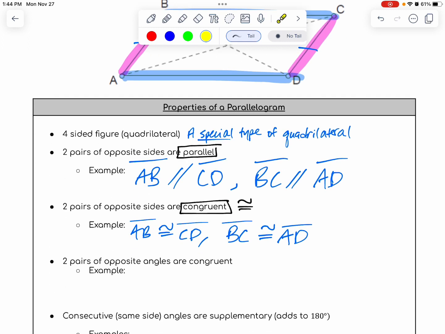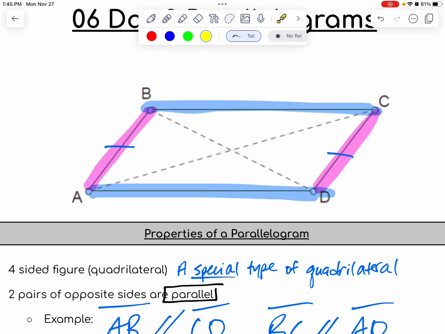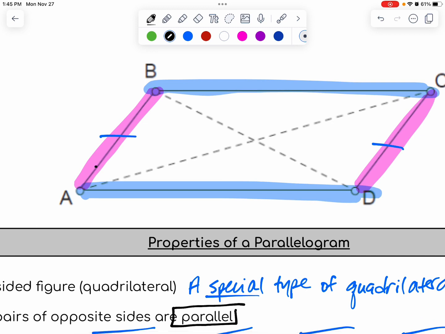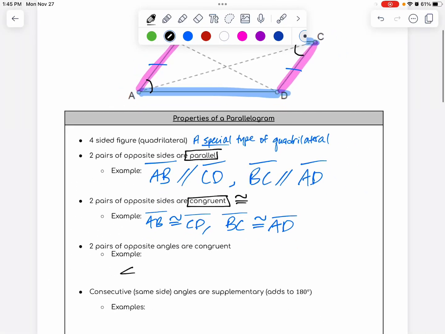2 pairs of opposite angles congruent. Okay, I'm going to do some swoops. Here's an angle. And did you know that it is the same exact angle as this one? And I have 2 different angles. I have this big angle right here is the exact same as this one. So I'm actually going to mark them with like swoops so that they're the same. Angle A is the same as angle C. I'm going to write that thing down here. That's 1. Angle A and angle C are the same.